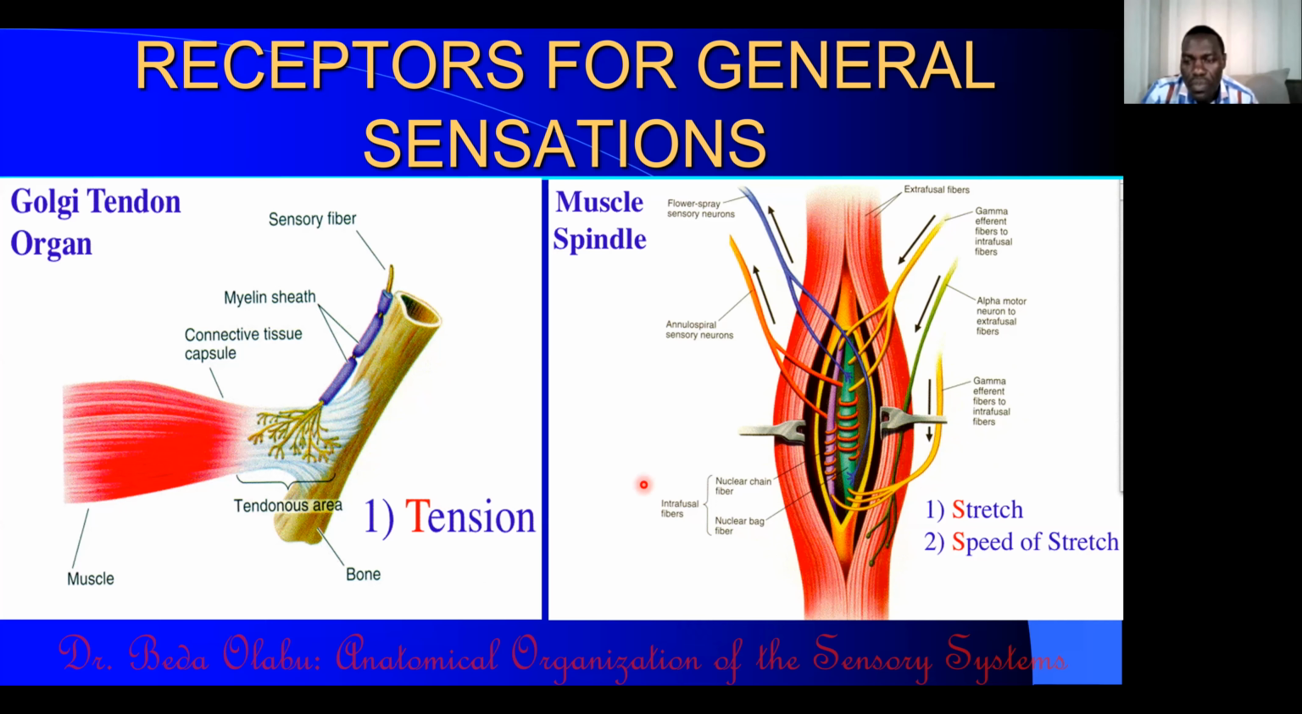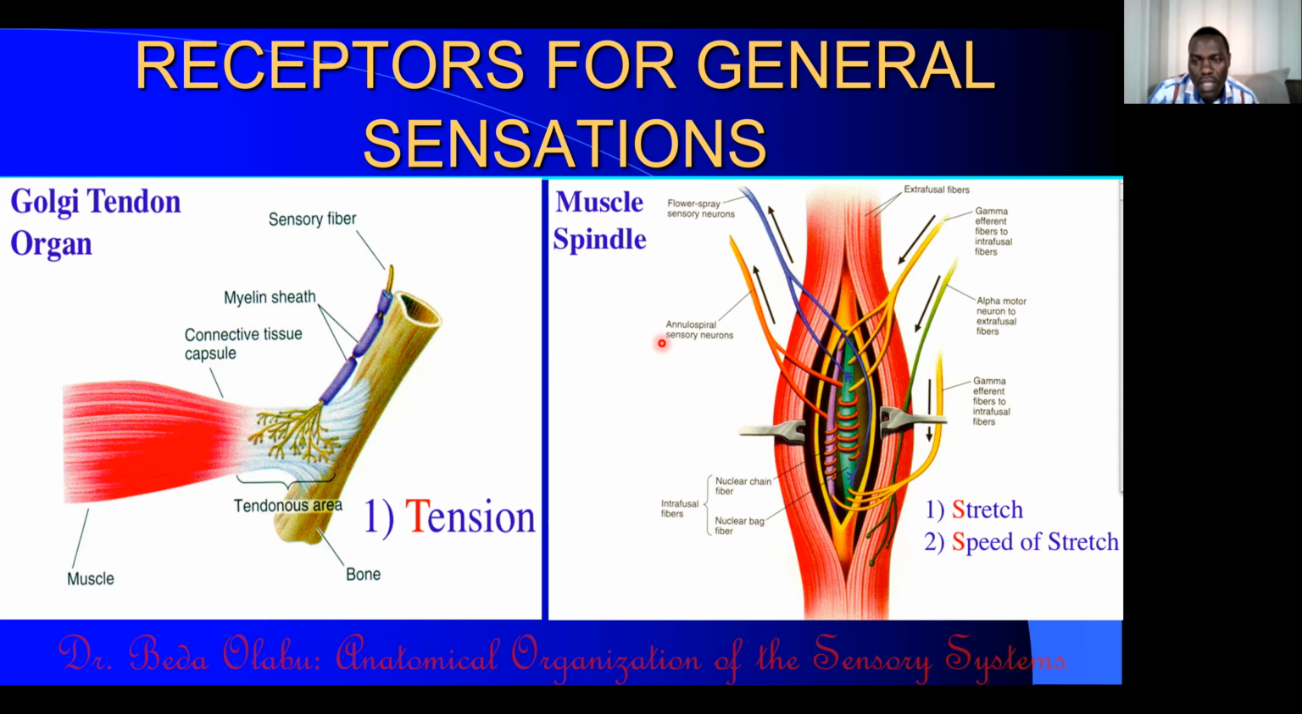Then we have this one that we're calling muscle spindle. Muscle spindle is found within skeletal muscles. Some books call it neuromuscular spindle. It is found within skeletal muscles. This receptor is sensitive to stretch of muscle, as well as the speed at which that muscle is being stretched.